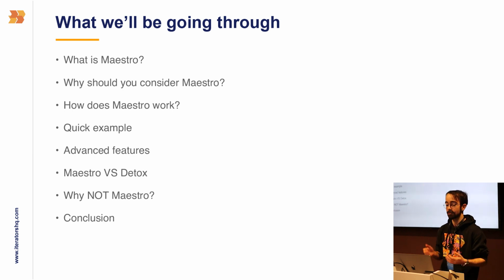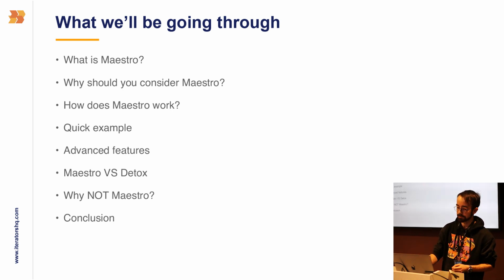So what are we going to go through? First we'll go through what Maestro is, just in general, why you should consider it, what sets it apart, how does it work, so how test cases are separated into flows and stuff like that, go through some basic syntax, and then we'll go through a quick example of running a test on the iOS Contacts app, just creating a contact, changing some stuff with that contact. Then we'll go through some advanced features such as JavaScript extensibility, a bit about Maestro versus Detox, the other end-to-end testing library in React Native, a bit about why not Maestro maybe, because it's always good to have a list of cons, and then we'll conclude.